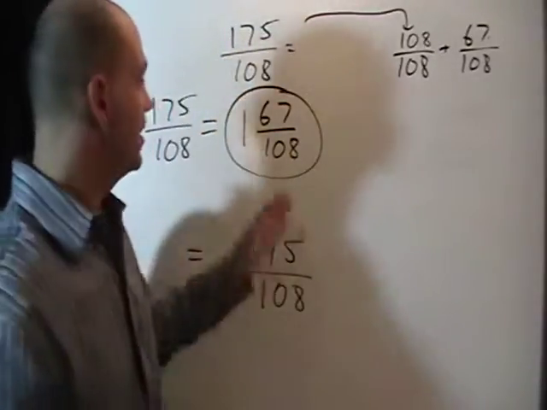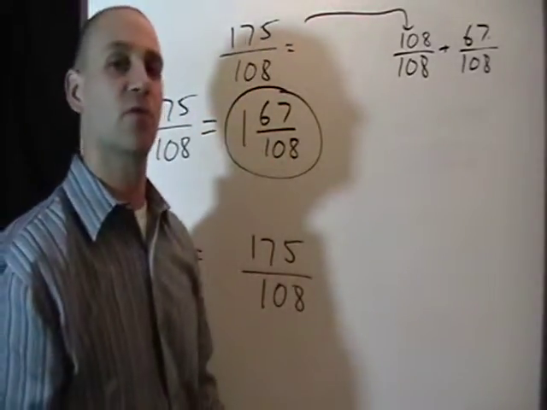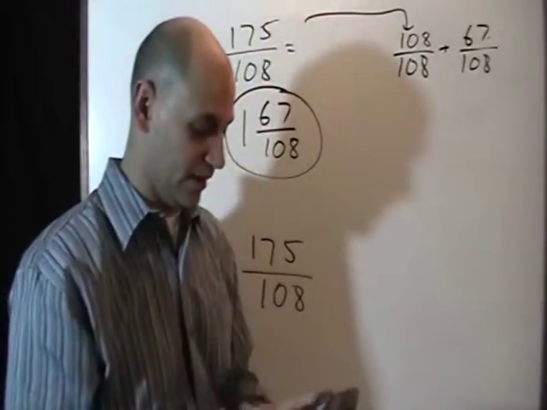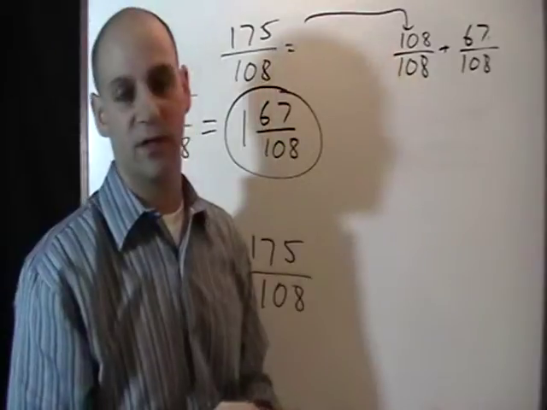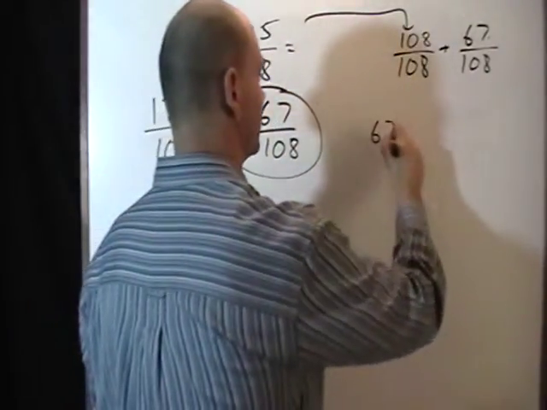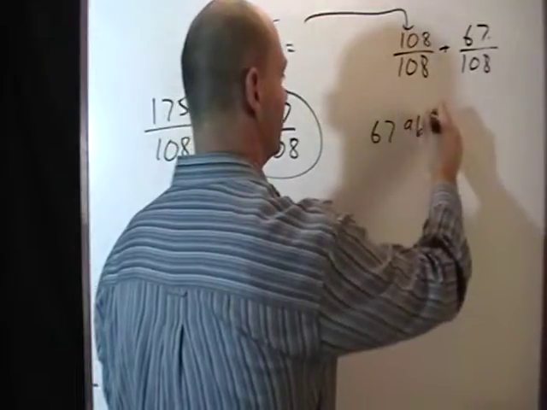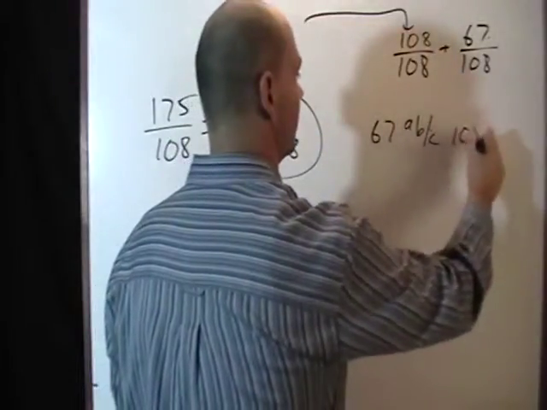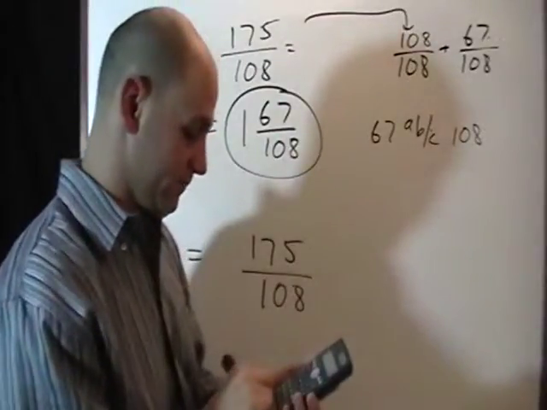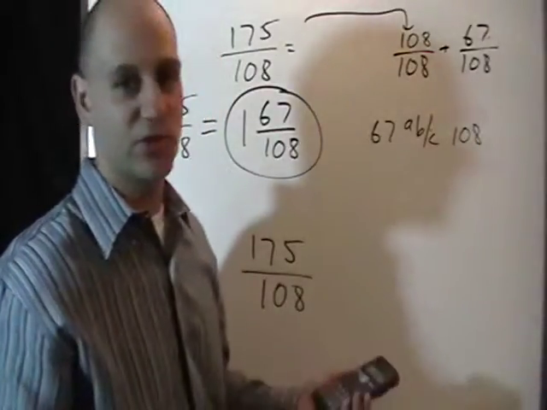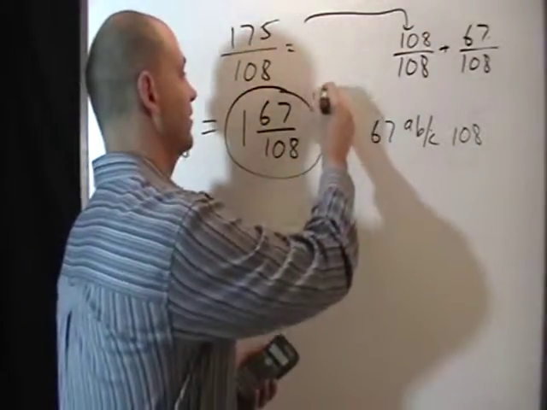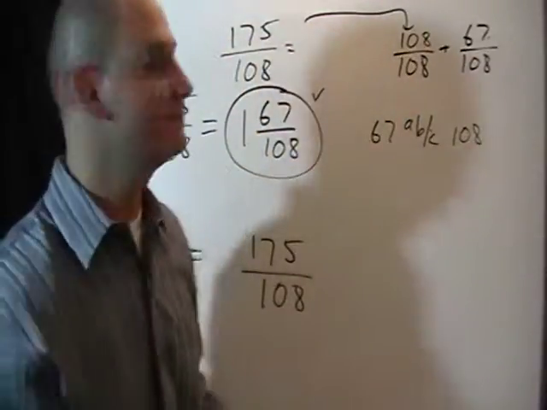And you could look and see if we could simplify this 67 over 108 anymore. The easiest way to do that is to pull out your calculator and type in, using the fraction button like I showed you previously, 67 over 108. And it will automatically reduce it for you. So if I hit that, it doesn't change the answer. I still have 67 over 108. So I know this is the answer in lowest terms.